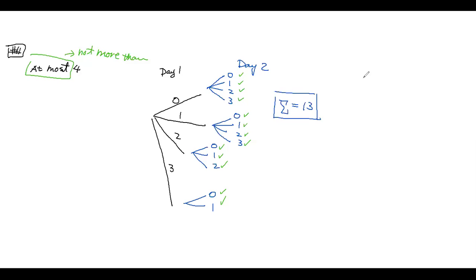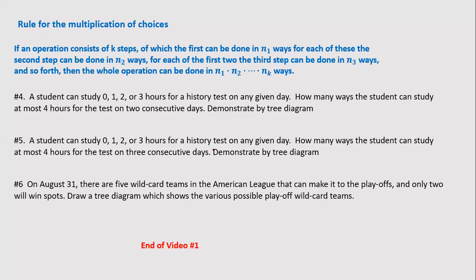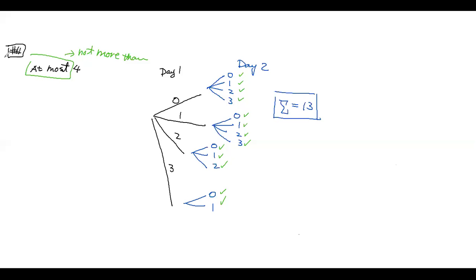Okay, now if you take a look at problem number 5 here, it's the same thing. A student can study 0, 1, 2, 3 hours. How many ways can the student study at most 4 hours on 3 consecutive days? So I'm increasing this to 3 consecutive days here. I'm going to change this one to number 5.